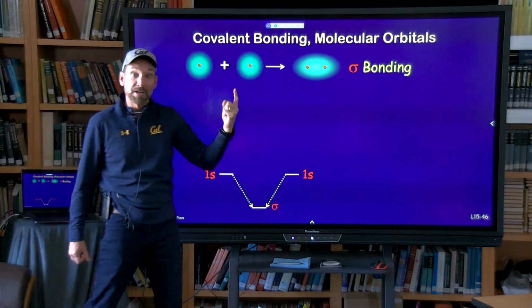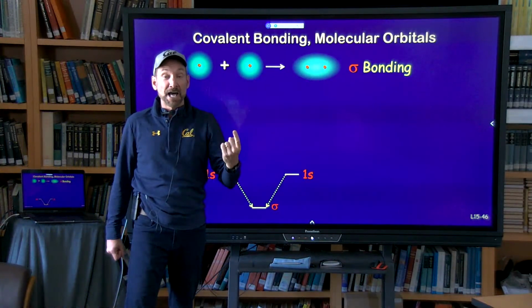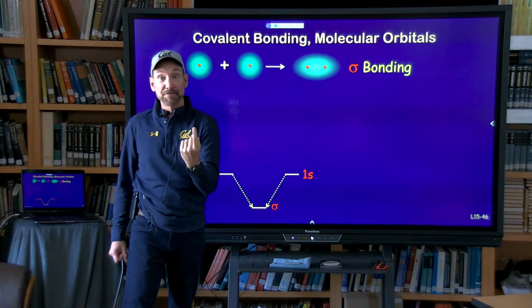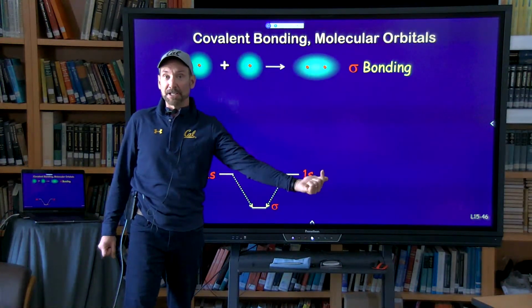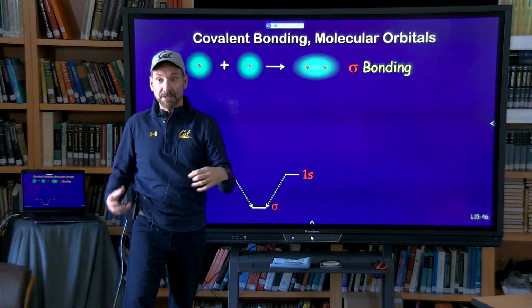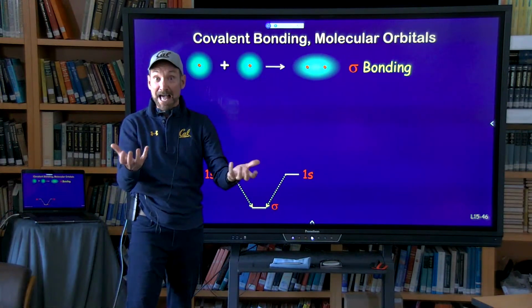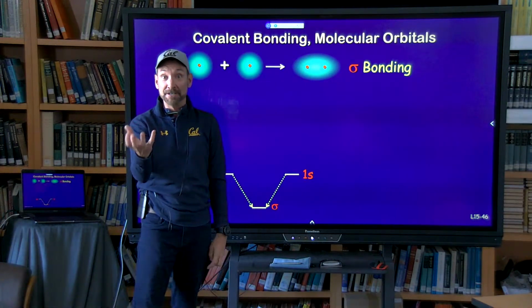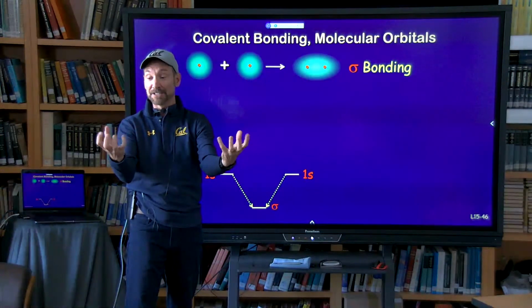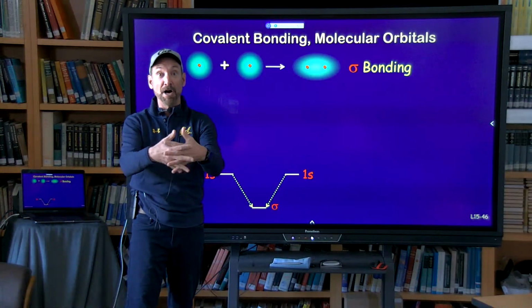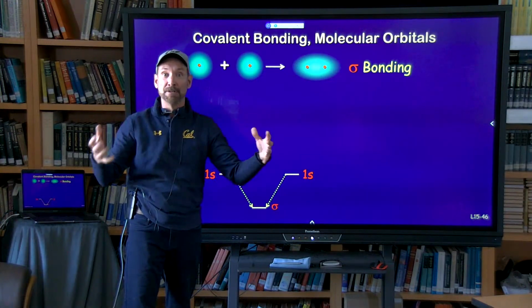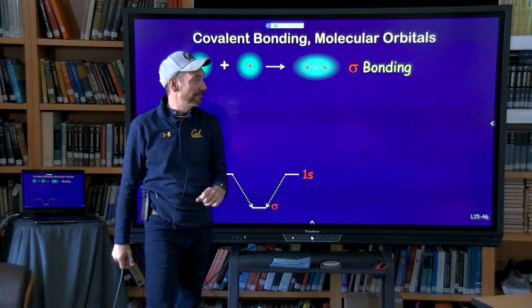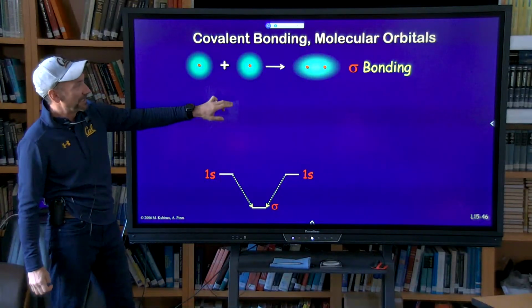Here's a general principle we have to apply, though. You have to conserve the number of orbitals when you make molecular orbitals from atomic orbitals. And that should make sense to you because that's conserving mass. You can't bring in 2 atomic orbitals and form 1 molecular orbital. You need to form 2 to keep that mass balance in place.